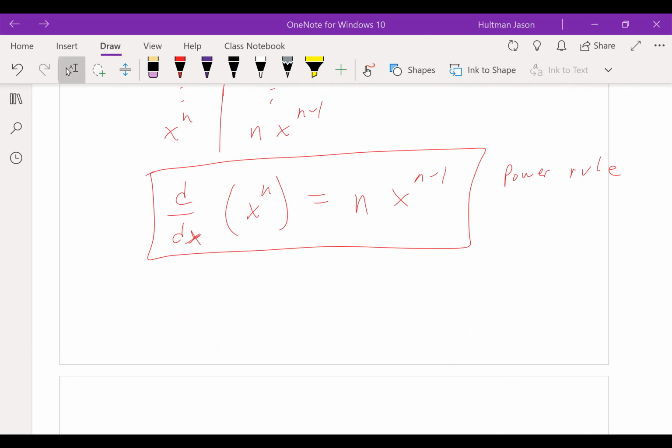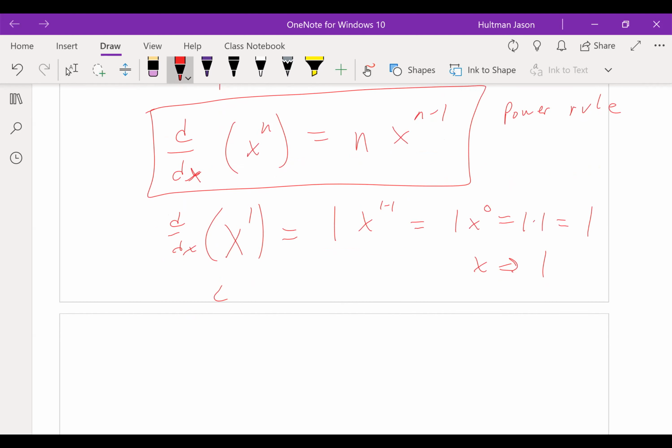Okay, so I want the derivative of x to the first power. Well, what's n in this case? 1. Okay, and then what's 1 minus 1? 0. So this is 1 times x to the 0. What's anything to the 0 power? 1. What's 1 times 1? 1. So the derivative of x is 1.